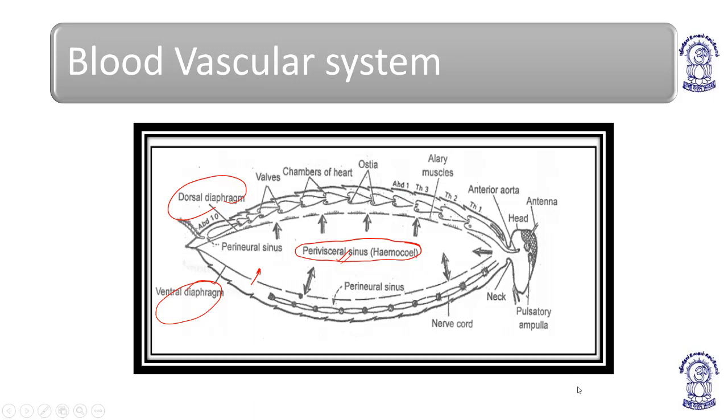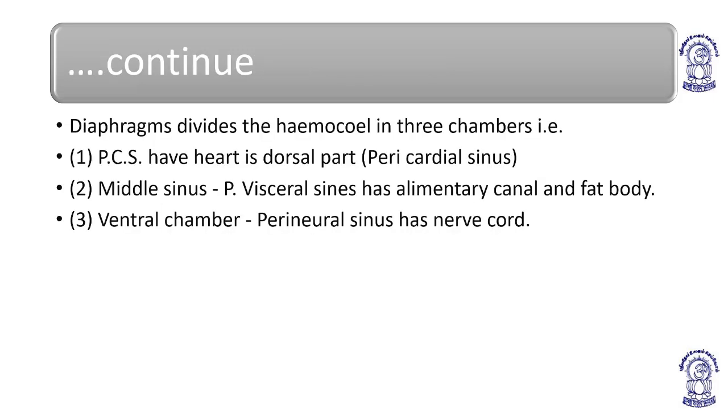Now, the diaphragm basically divides hemocoel into three chambers. First is PCS, which is the pericardial sinus, the dorsal PCS.